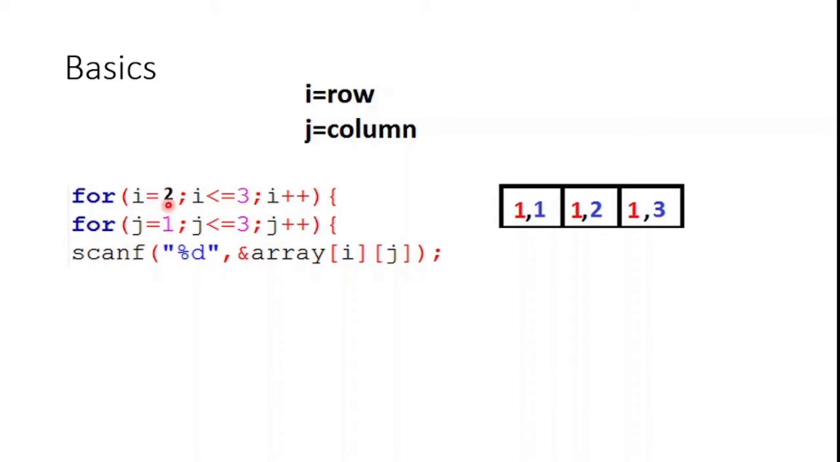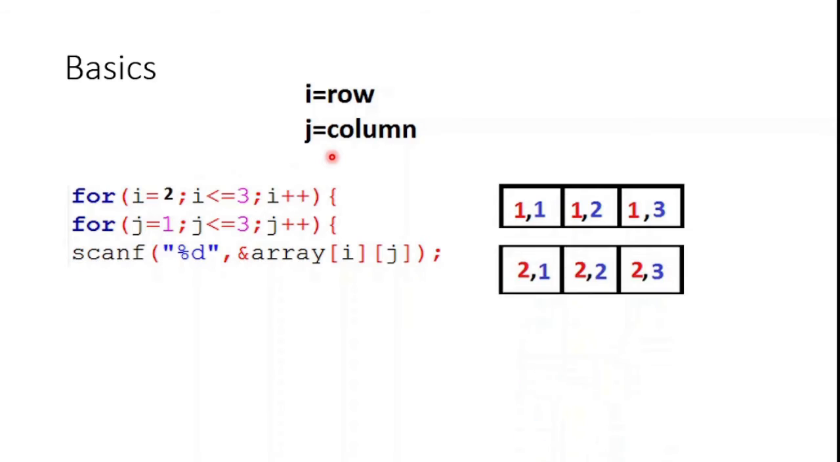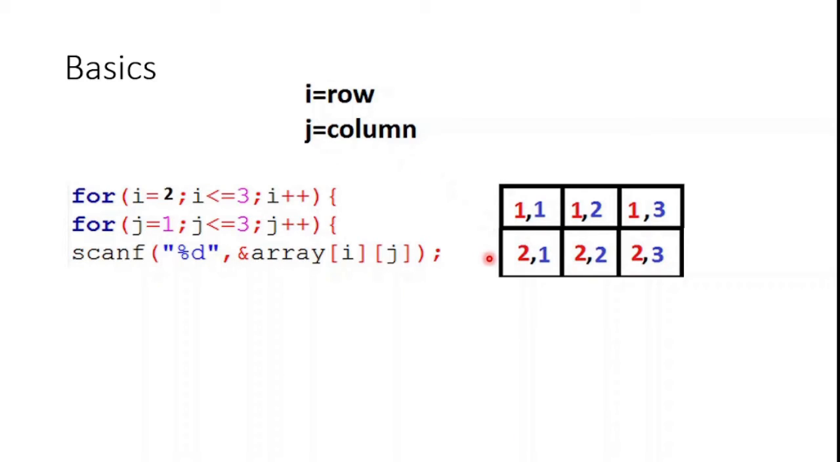Now, I 2 means the second row. And so we will have a second row like this. So row 2 and column 1. Okay, so it will go down like this and again we'll be executing this for loop. J equals to 1, J 1 is equal or less than 3, which is true.